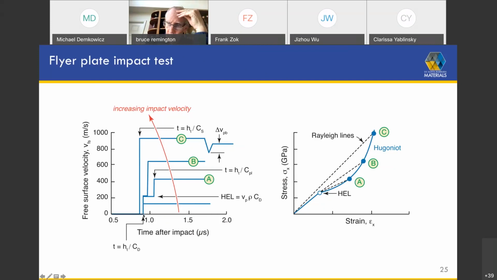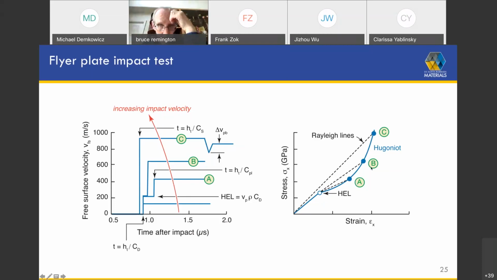You get a jump from here to here. This is the HEL. And then you have a constant free surface velocity for some period of time. And this is while you just have the elastic wave. And then you have a jump where the plastic wave shows up. Okay? And so this is the kind of jump that you would get at point A.